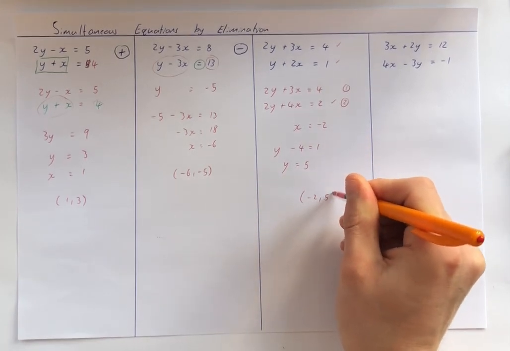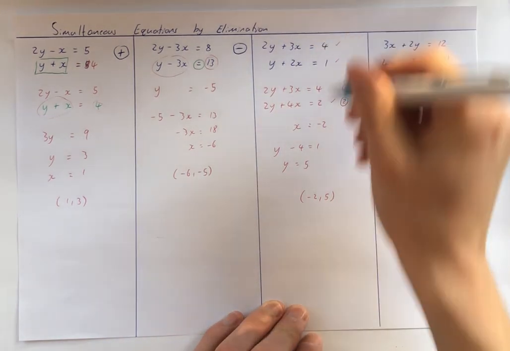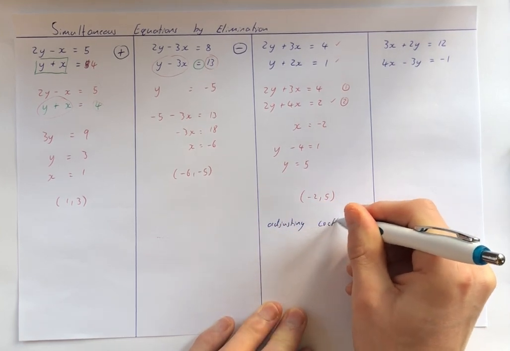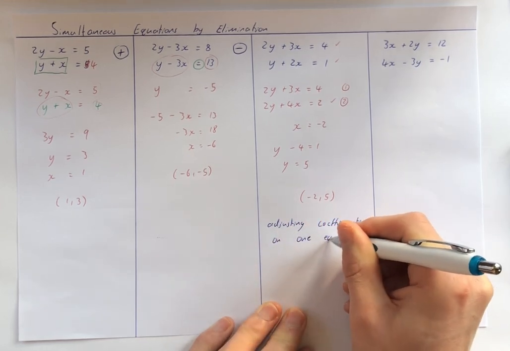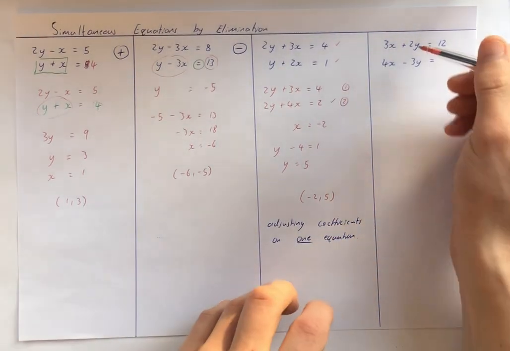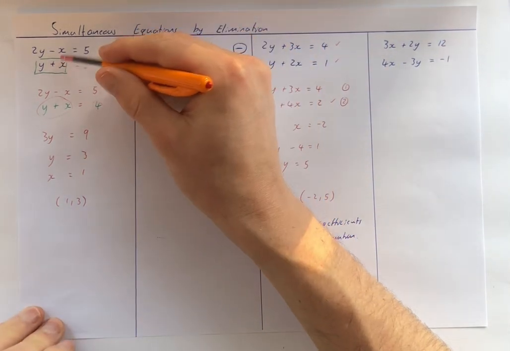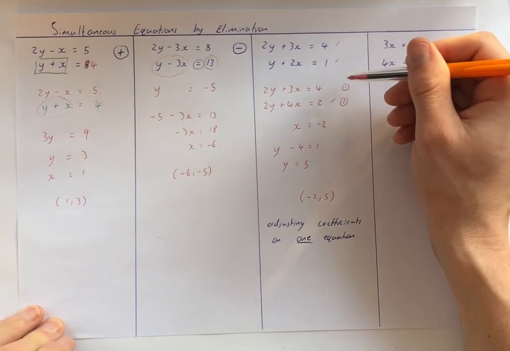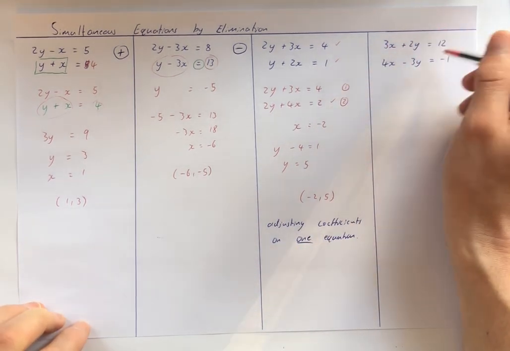So negative 2, 5 is my solution. So this one is, I'll write it down here, adjusting coefficients on one equation. And you guessed it, we're going to have to adjust the coefficients on 2 equations here. So we've got just a simple addition to eliminate. We've got a simple subtraction to eliminate. We have to adjust one equation and then we can eliminate. And this one we're going to have to adjust both equations.